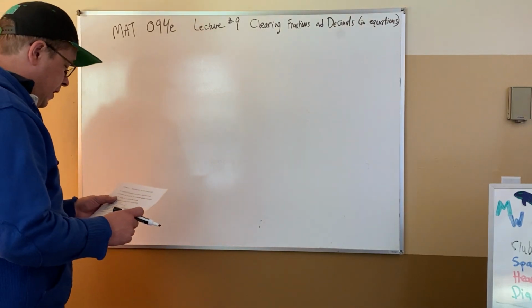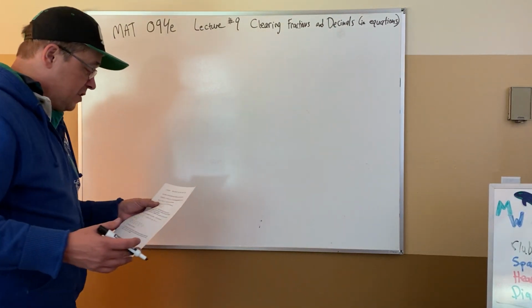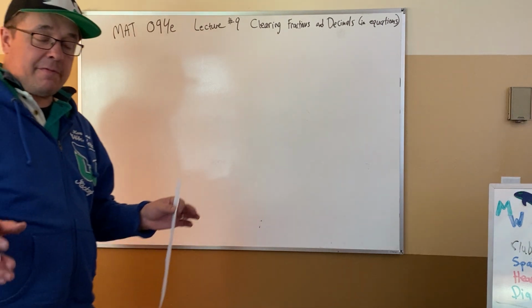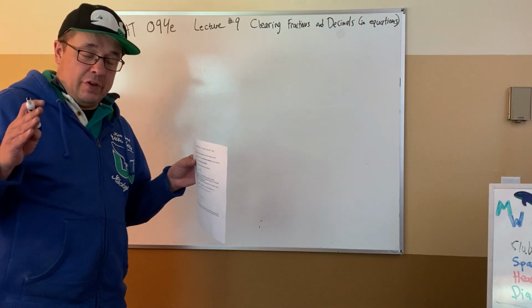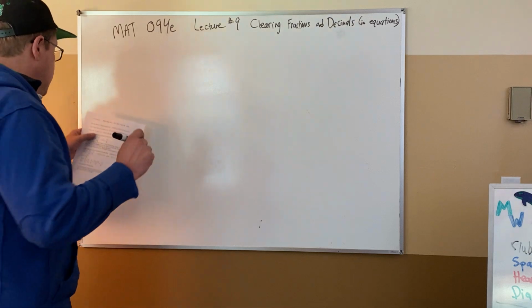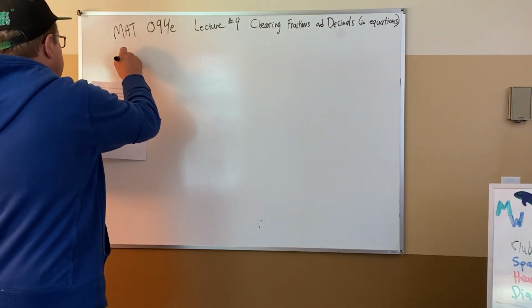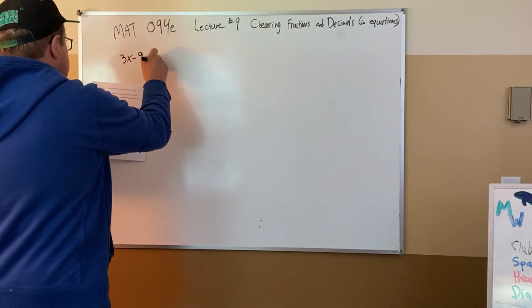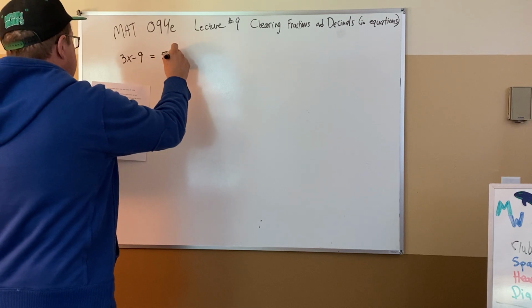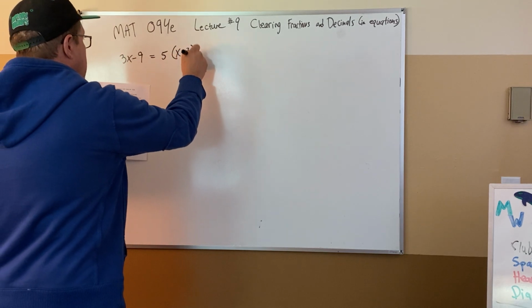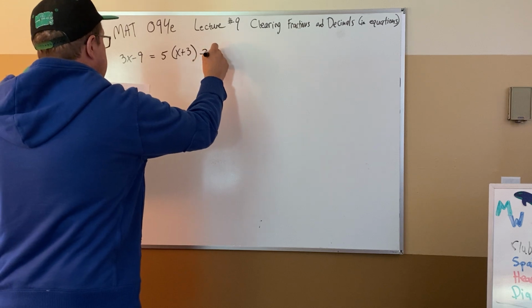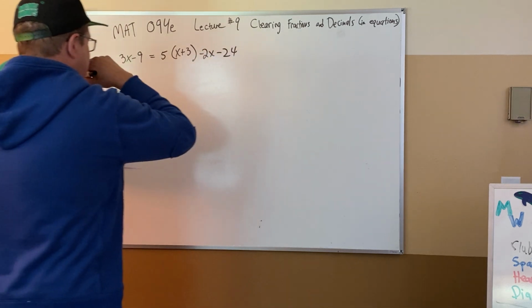Okay, what we want to look at here is I want to solve some equations that turn out not to have the situation where you find out exactly the one point or the one number where they have a solution. One of them would be like this. If I have 3x minus 9 is equal to 5 times x plus 3 minus 2x minus 24. How does this work out?